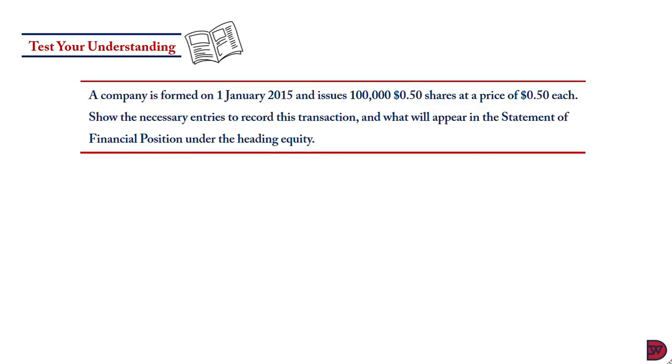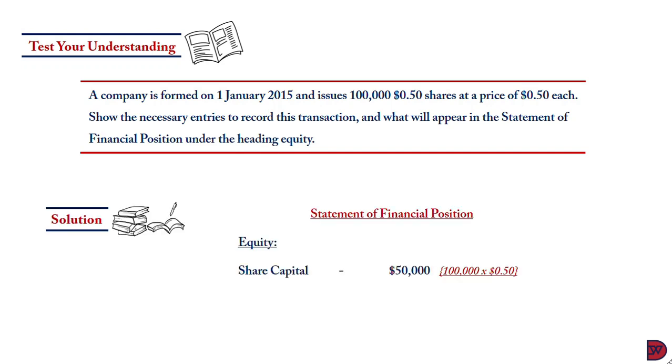Let's test our understanding. A company is formed on 1st January 2015 and issues 100,000 50-cent shares. So this is how nominal shares are quoted. The 50 cents is the nominal value of the shares at a share price of 50 cents each. So here the shares are being issued at their nominal value, so there's no premium. Show the necessary entries to record this transaction and what will appear in the statement of financial position under the heading equity. When we come to the solution, the share capital is going to be the 100,000 shares multiplied by the 50 cents, which will lead to $50,000. So it will be recorded under equity as share capital.